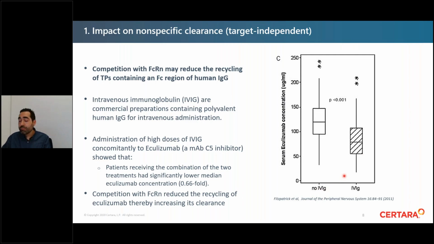And this is explained by the competition for the FcRn binding between the eculizumab and the IgGs that come through the IVIG administration. So there is no recycling of the monoclonal antibody, resulting in higher clearance, thereby resulting in lower exposure.